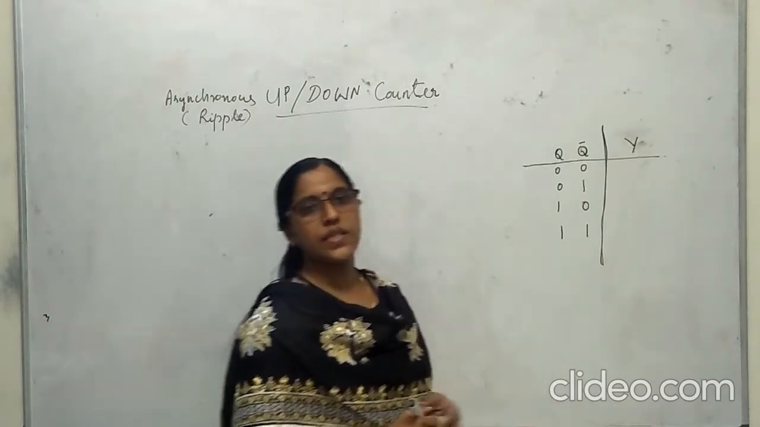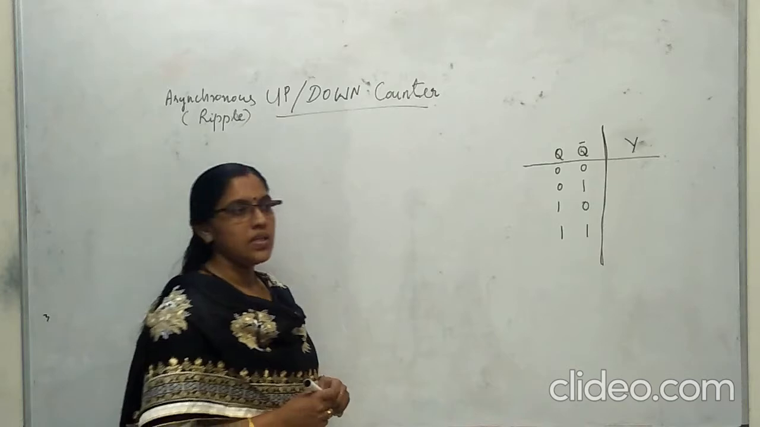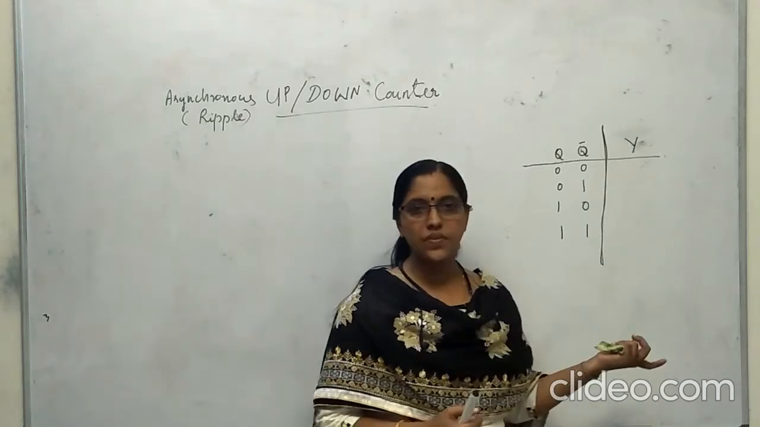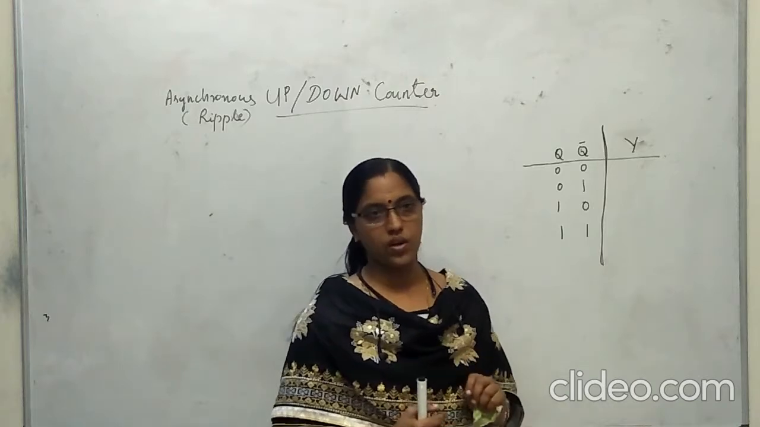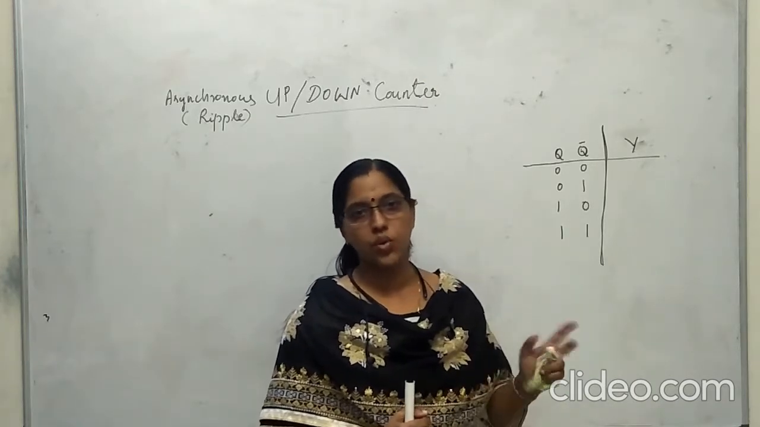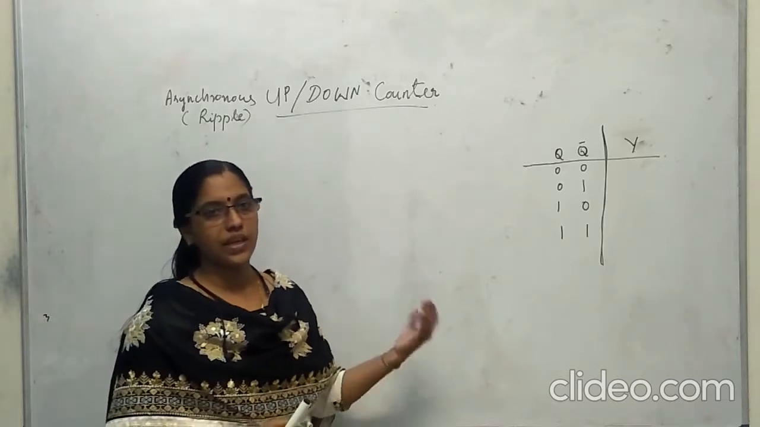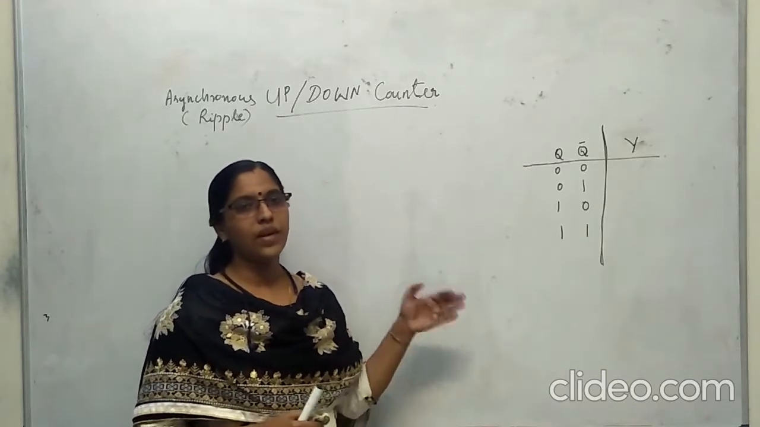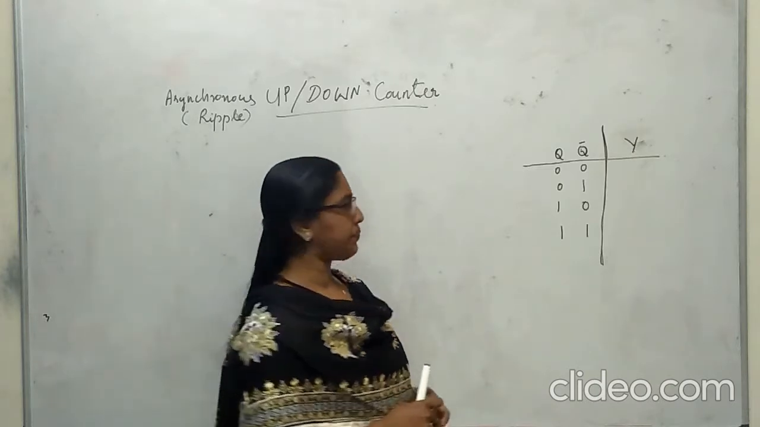So now we are going to discuss how we can design an asynchronous up-down counter. In the previous discussions we have seen how to design an up counter and then how to design a down counter. So we know how to design both these cases separately. And for a single circuitry, how it will work as an up counter as well as a down counter, that is what we are going to see.